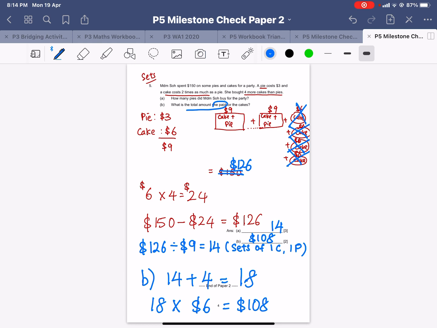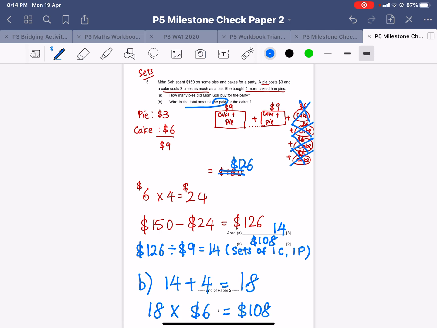Sets usually come about in PSLE as well, when it comes to putting 2 things into one set with a total amount of money.